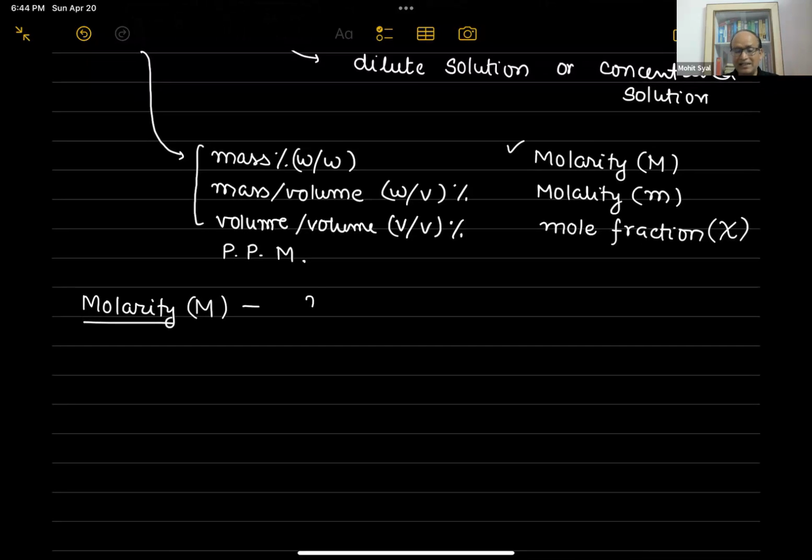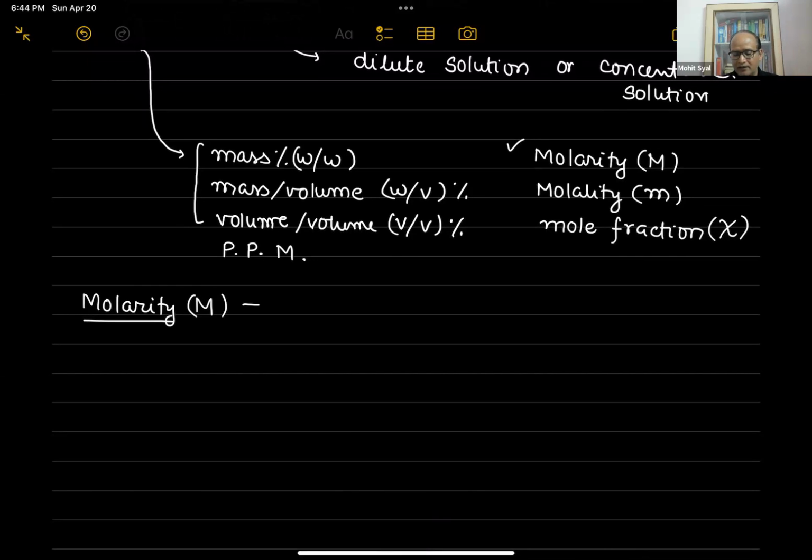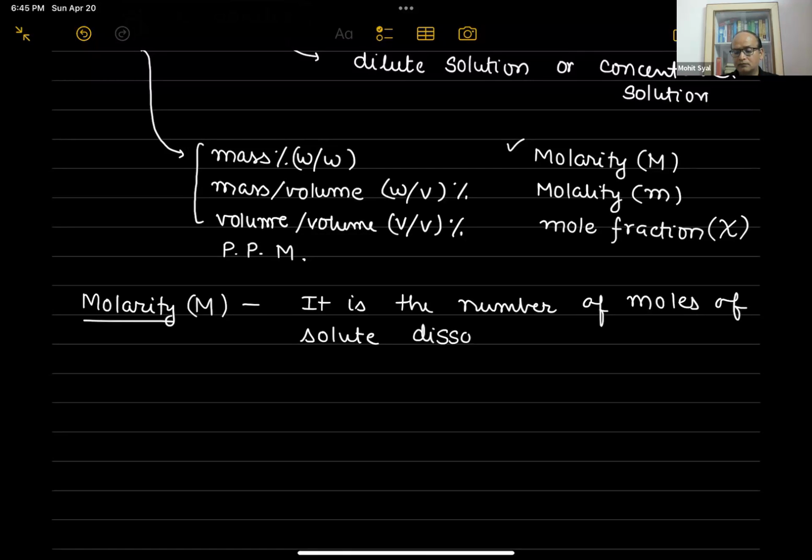So molarity is represented by capital M, and as the definition says, it is the number of moles of solute dissolved in 1 liter of solution.